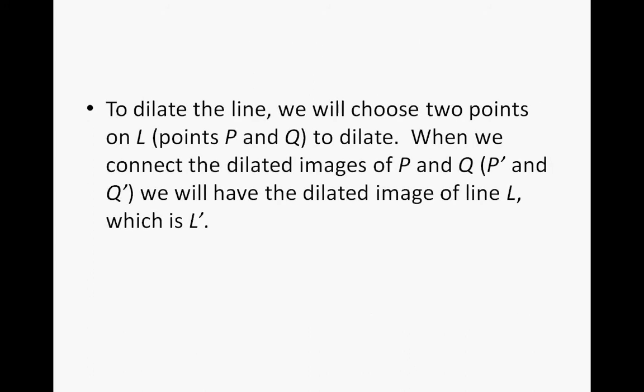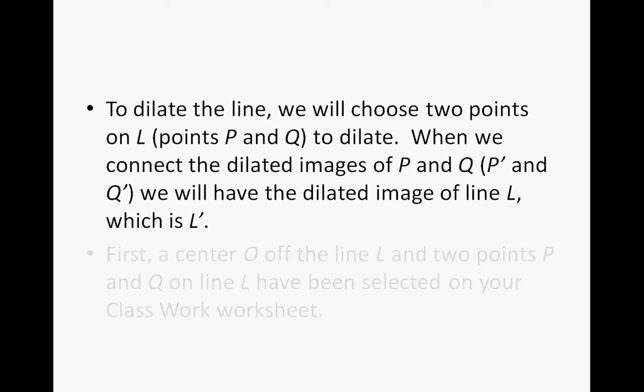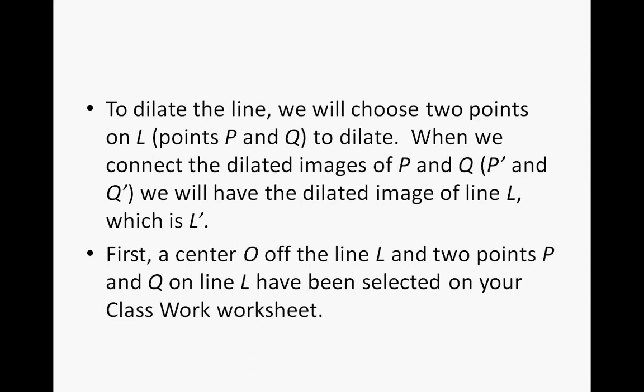All right, so what we're going to do to dilate this line, we're going to choose 2 points on L. We're going to call those P and Q. And once we've connected those dilated images of P and Q, which we're going to call P prime and Q prime, you're going to notice that we're going to have a dilated image of line L, which we're going to call L prime. First, from center O off of a line and 2 points, P and Q on line L. Those are already on your classwork worksheet.